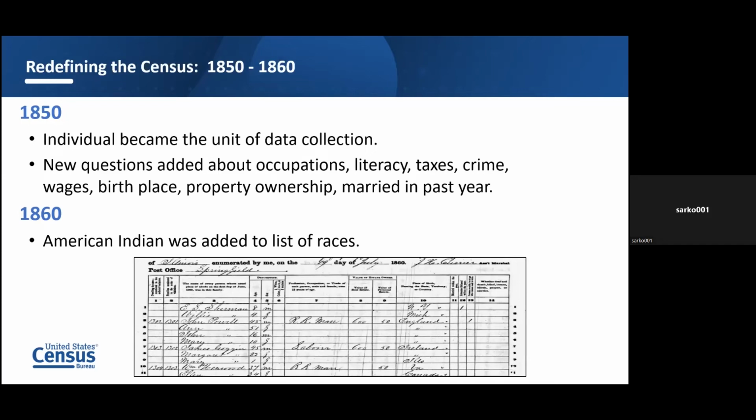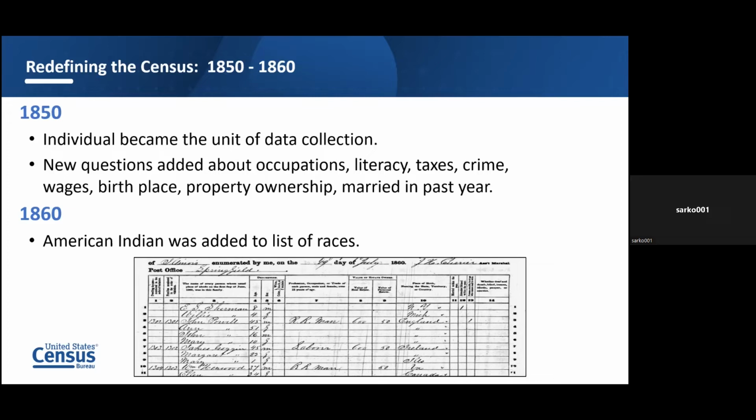1850 marked a revolution in statistical analysis. So we slowly started in 1850 seeing the Census Bureau become more than just tallying up numbers. We could take these numbers and we could analyze them. We could read things from them.